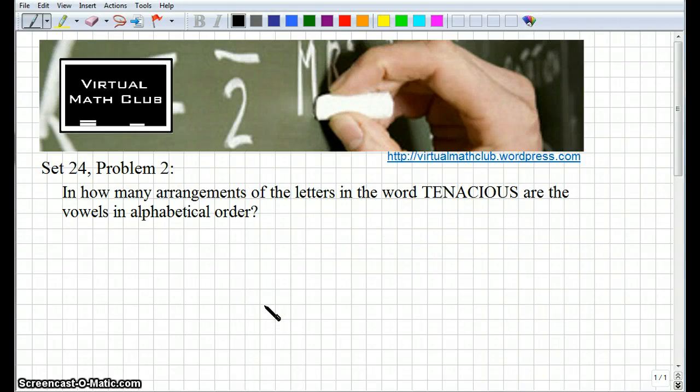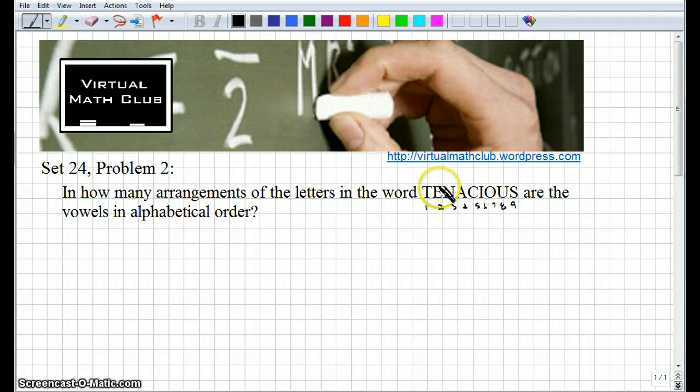Problem number 2. In how many arrangements of the letters in the word tenacious are the vowels in alphabetical order? Alright, well, let's take a look at this word. We have 9 letters, right? 1, 2, 3, 4, 5, 6, 7, 8, 9 letters.